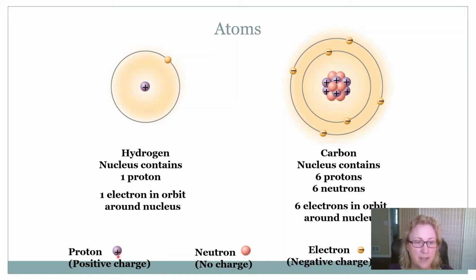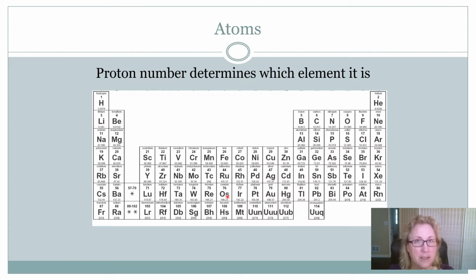So protons have a mass of 1 and a charge of +1. Neutrons have a mass of 1 and no charge, and electrons have no mass but a charge of -1. So if you're trying to figure out the charge for a particular atom, whether it has a charge, you add up the positive and negative charges that are present.